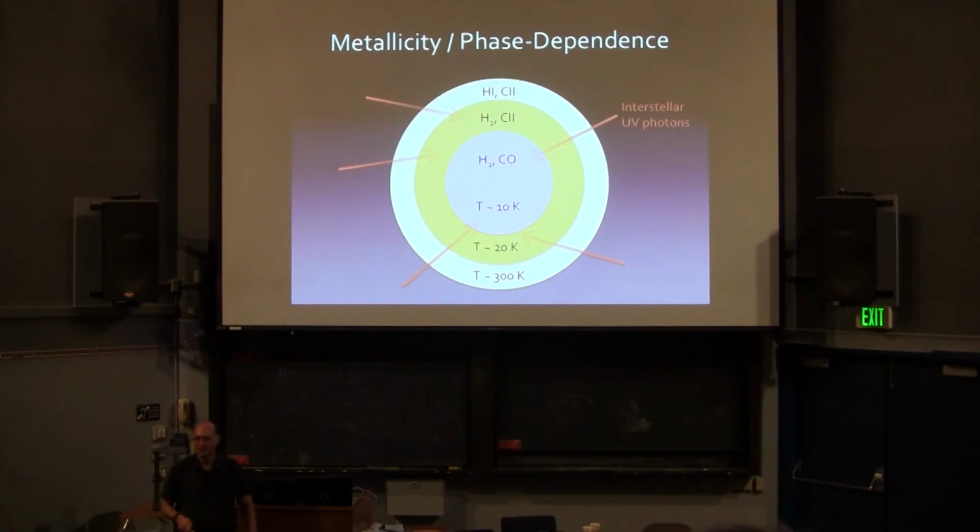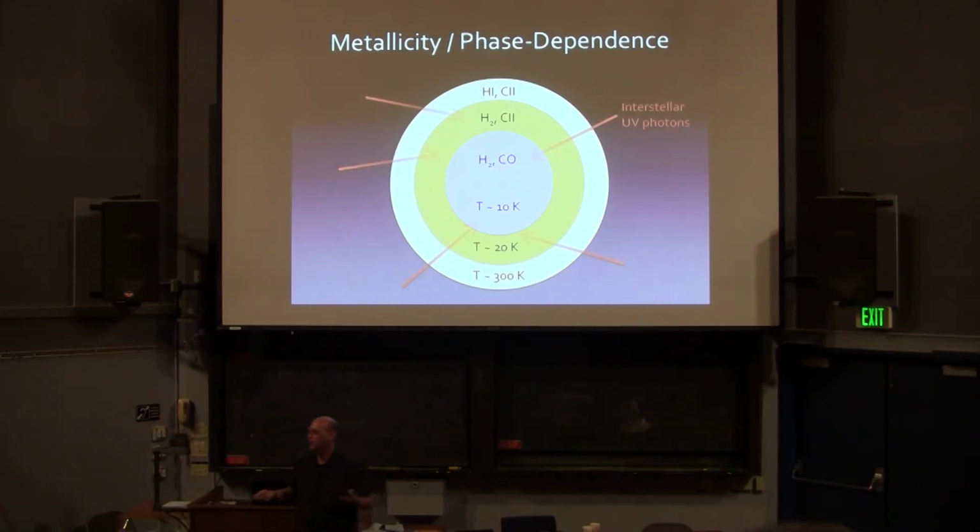It's ionized. And then as I go into the cloud, the dust attenuates the ultraviolet photons. As a result, I get a chemical transition from H1 to H2 once I've attenuated the FUV radiation field enough to bring the dissociation rate down. And eventually, further into the cloud, I get a similar attenuation.